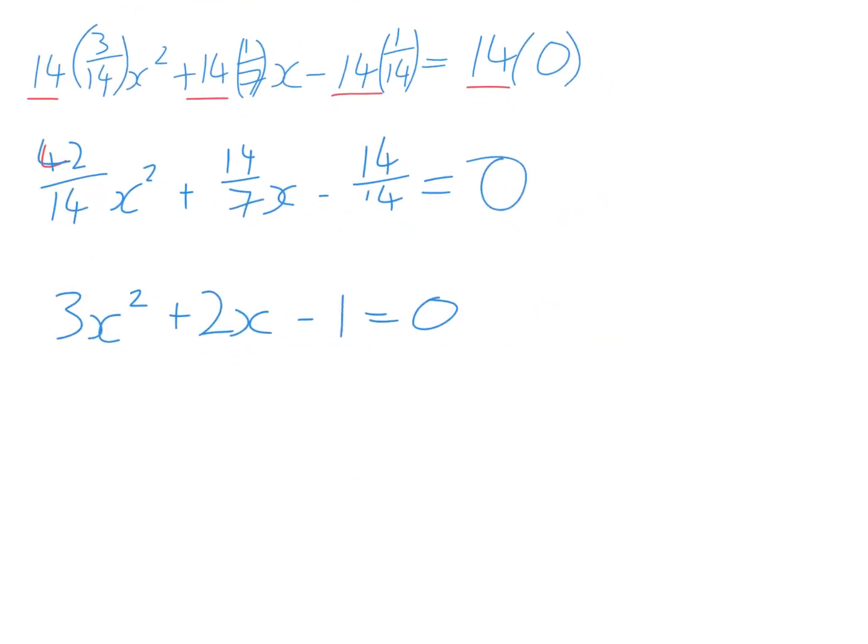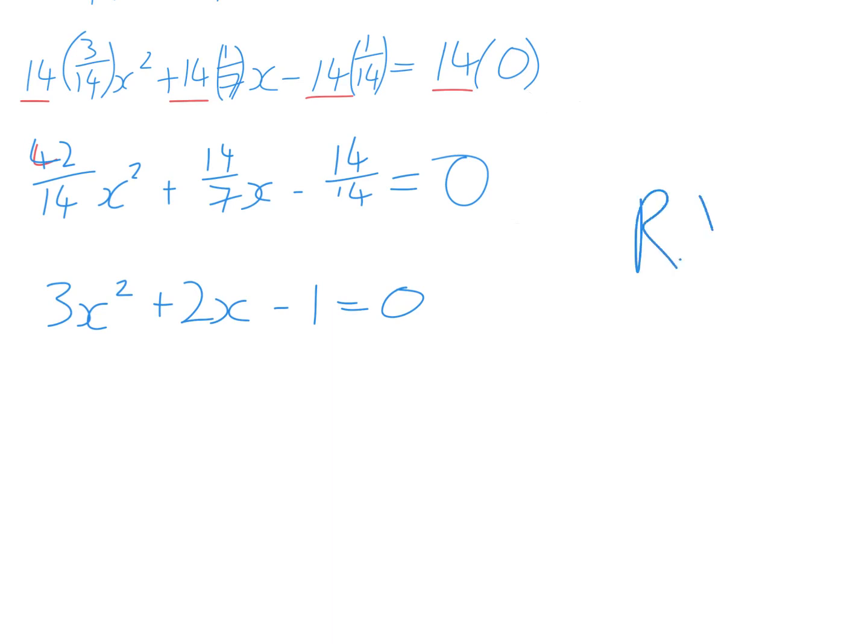All that's left to do now is try and solve this thing. So we'll set up our rough work again. The number in front of our x squared is not 1, unfortunately. We have a number there. So it's going to be the first number times the last number. So 3 times minus 1, and that's going to give us minus 3.